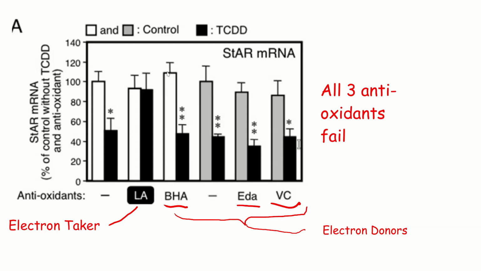Let's jump over here quick. These three things are classic electron donor type antioxidants. BHA is in a lot of food labels. It keeps the fats from oxidizing in your food. Has zero effect. You still have these guys wound up with 50% of the control levels of star.